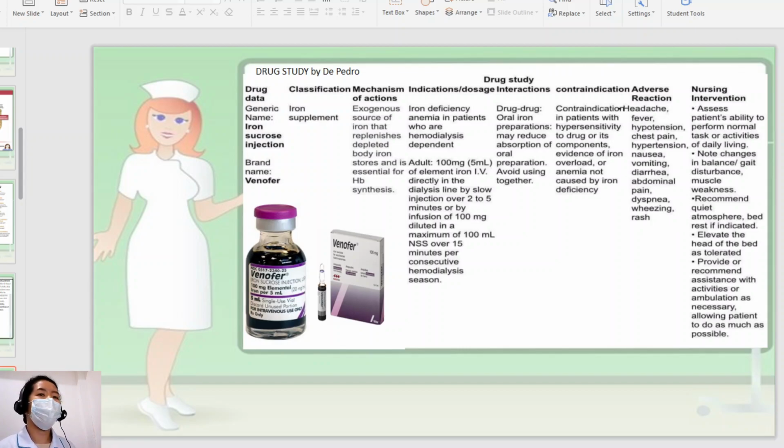Nursing interventions: assess patient's ability to perform normal tasks or activities of daily living. Note changes in balance or gait disturbance, muscle weakness. Recommend quiet atmosphere, bed rest if indicated. Elevate the head of the bed as tolerated. Provide or recommend assistance with activities or ambulation as necessary, allowing patient to do as much as possible.